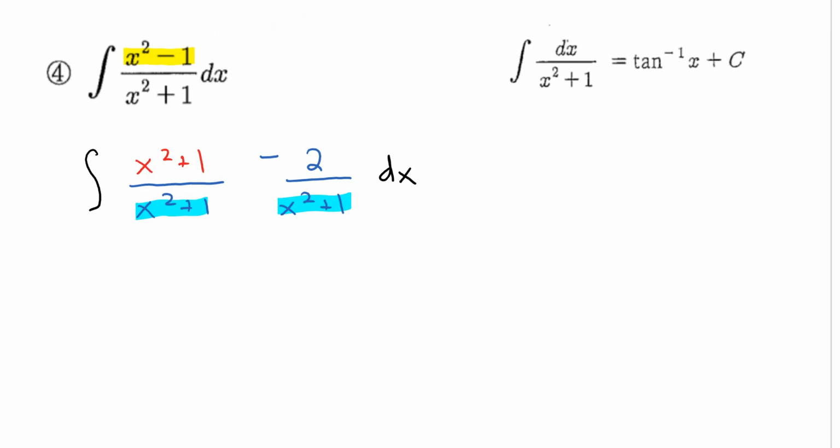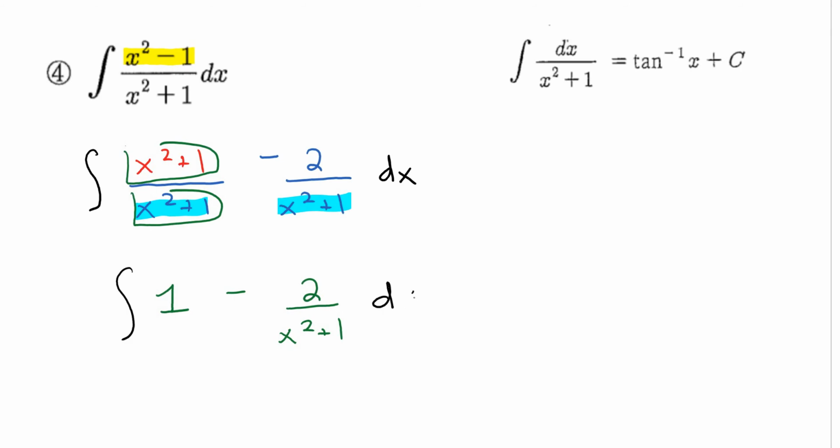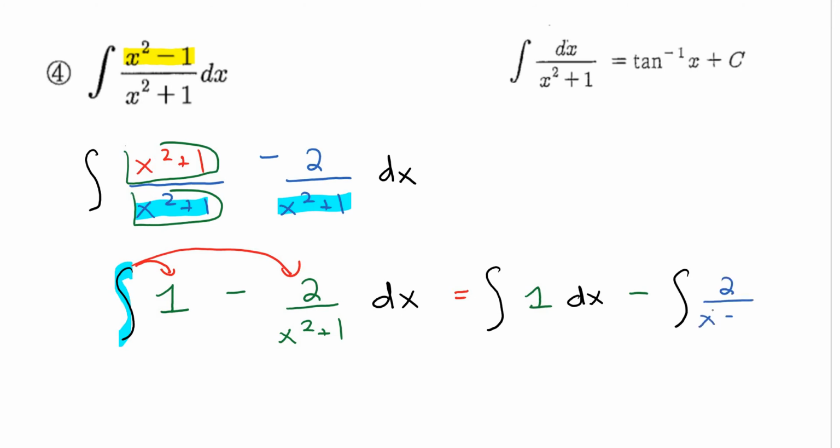Okay, so after that, I will now simplify this. X squared over x squared is just going to be 1. And then we have a minus 2 over x squared plus 1, and then the integral sign with the dx. Now, what I'm going to do next is take this integral sign and distribute it onto both of these terms. If I do that, I get the integral of 1 times dx minus the integral of 2 over x squared plus 1 times dx.